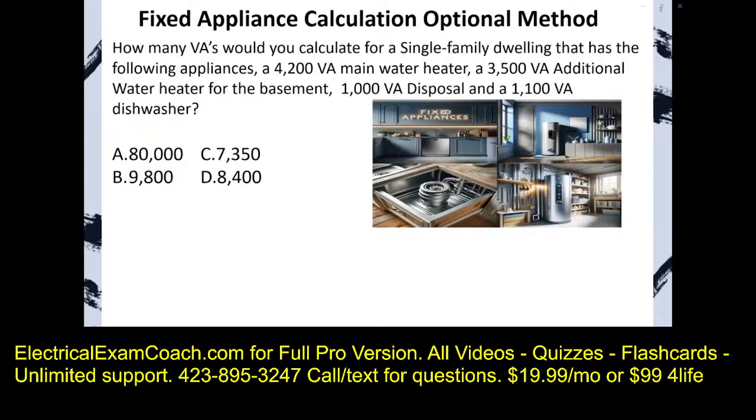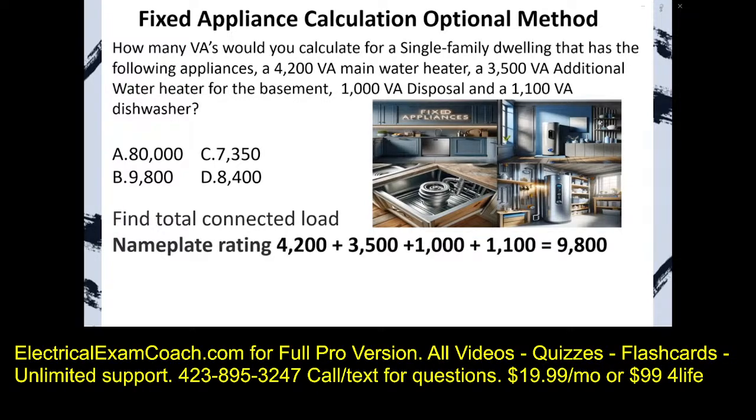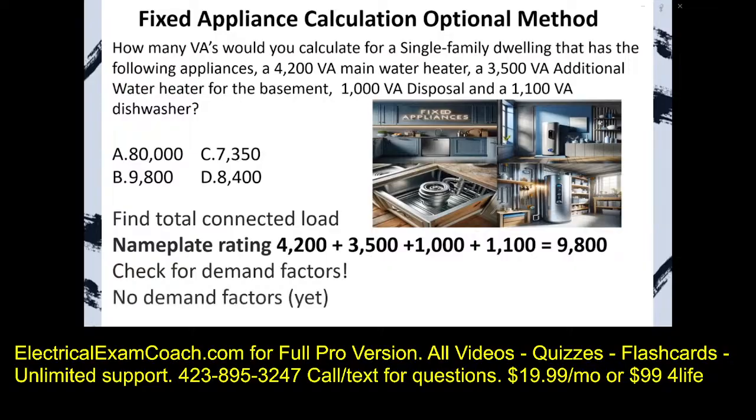How many VAs would you calculate for a single-family dwelling that has the following appliances? A 4,200 VA main water heater, a 3,500 VA additional water heater for the basement, a 1,000 VA disposal, and a 1,100 VA dishwasher. First thing we're going to do is find the total connected load. With the optional method, we're going to take the nameplate rating of all these appliances. Now, let's check for demand factors. There are no demand factors yet at this portion of the calculation. All we're going to do is total up all these appliances, and then we'll apply 1 general demand factor here in just a little bit. And we select B. Great job.